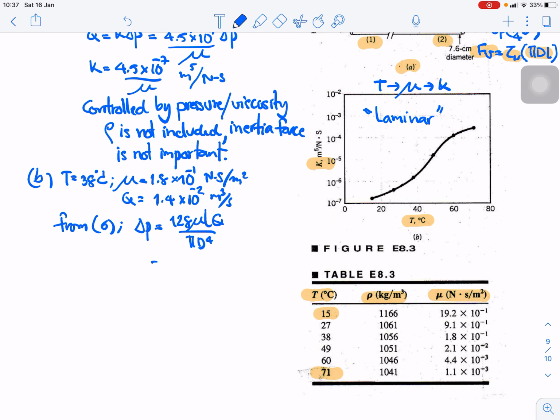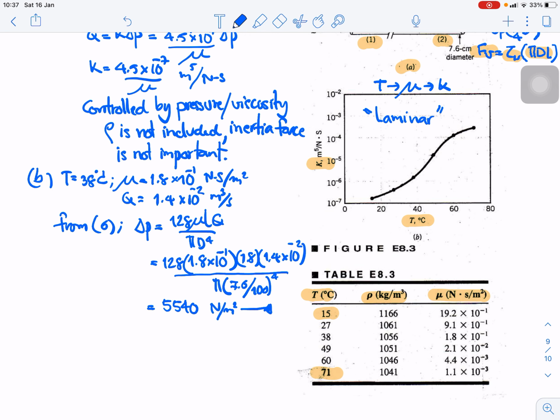We just substitute the numbers in this equation: substitute the viscosity, the length, and Q, and divide by pi times the diameter, 7.6 converted to meters, to the power 4. We get 5,540 Newton per square meter. That is the pressure difference.